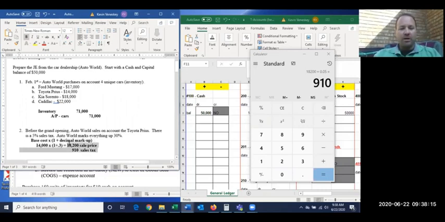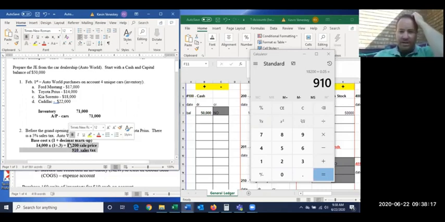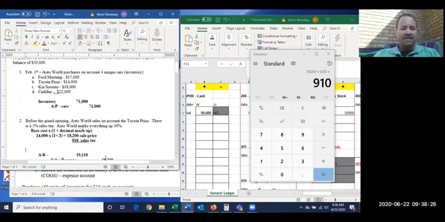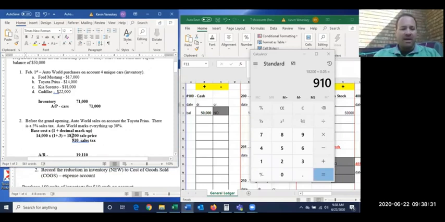These are the two things that together are what my customer is paying me, or they will pay me. And in this case, they are going to pay me on account, it says. So my accounts receivable will be the 18,200 plus the 910. When you add those up, I got 19,110. That's what I'm getting, or I'm getting that as I promised to be paid.